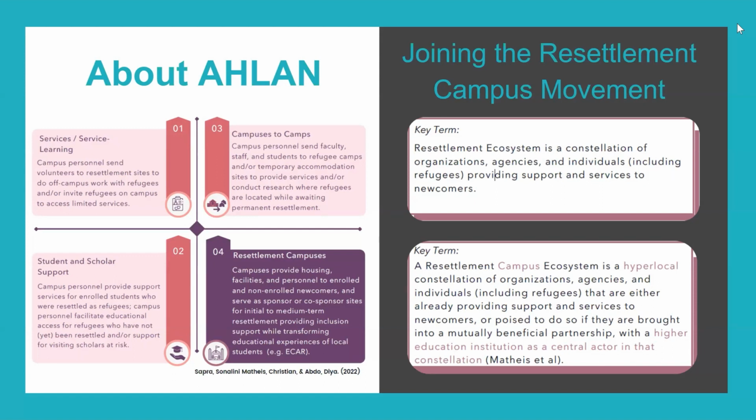Great. And so two terms that we've helped elaborate on in the manual that we think are important to this work. The first is resettlement ecosystem, which is a constellation of organizations, agencies, and individuals, including refugees, providing support and services to newcomers. And the second key term is that a resettlement campus ecosystem is a hyper-local constellation of organizations, agencies, and individuals, including refugees, that are either already providing support and services to newcomers or poised to do so if they're brought into a mutually beneficial partnership with a higher education institution as a central actor in that constellation of individuals and organizations. And as Dia mentioned, one of the primary purposes of Ahlan is to expand the domestic refugee resettlement infrastructure by supporting the creation of more resettlement campus ecosystems.